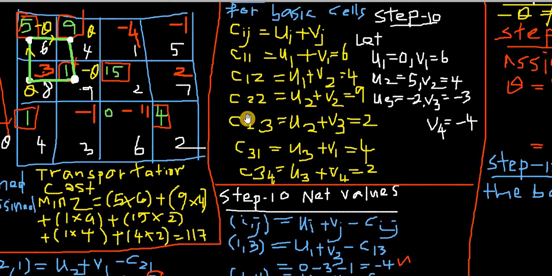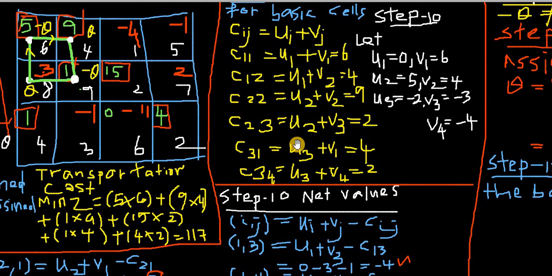The next cell is what? C23. This one. So C23 is equal to U2 plus V3 equals 2. The next one is this one, C31. U3 plus V1 is equal to 4. 4 is the transportation cost. Then C34 equals U3 plus V4. That equals 2. That's what we see here.